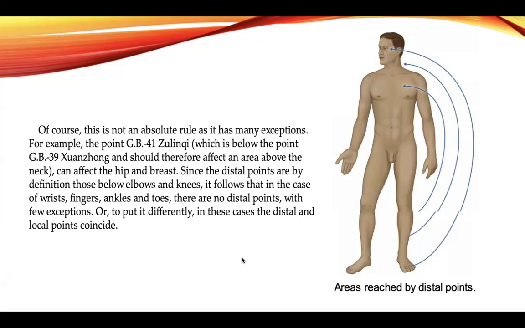Since the distal points are by definition those below elbows and knees, it follows that in the case of wrists, fingers, ankles, and toes, there are no distal points, with few exceptions. Or to put it differently, in these cases, the distal and local points coincide.